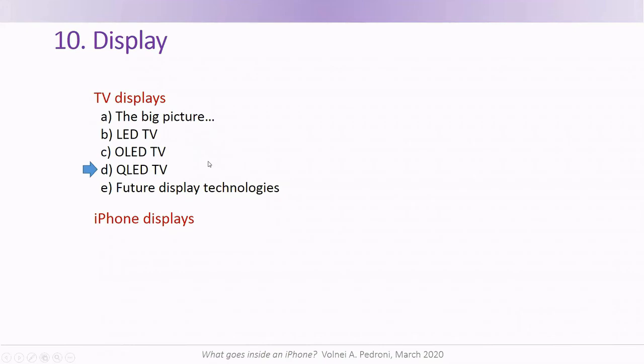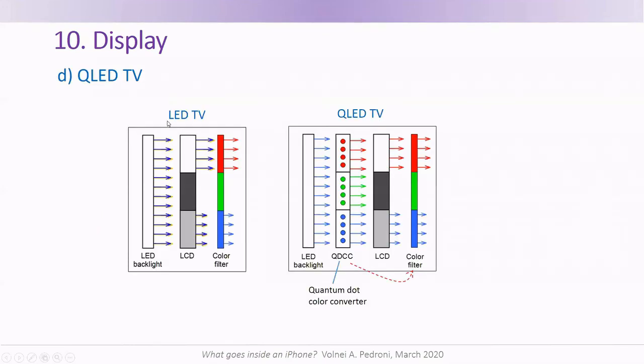QLED TV is next. Just for comparison, here is the LED TV display once again, and here is the QLED TV display. Notice that the only difference is this additional layer constructed with quantum dot color converters. A minor detail is that blue light suffices because that's the color absorbed by the quantum dots. So in summary, this is equivalent to this display, but with a better backlight. If this layer can be moved to this position, then the color filter can be eliminated.